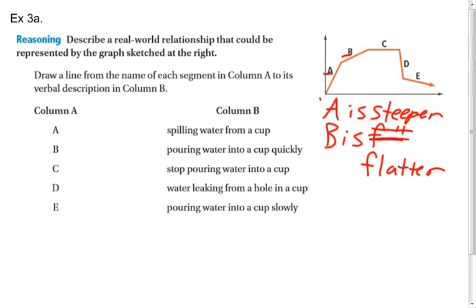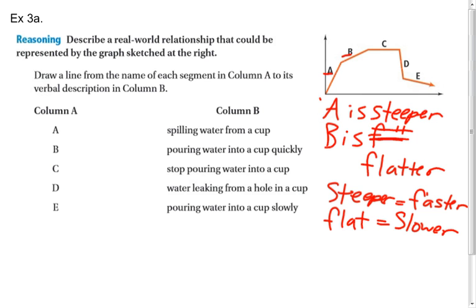So B is flatter, A is steeper. That tells me something. If the graph is steeper, that means that whatever's happening in my problem is happening faster. A steeper line means that whatever that is happening faster. A flat line is happening slower. So let's look at our descriptions here in column B. Spilling water from a cup, pouring water into a cup quickly, stop pouring water, water leaking from a hole, and pouring water into a cup slowly.